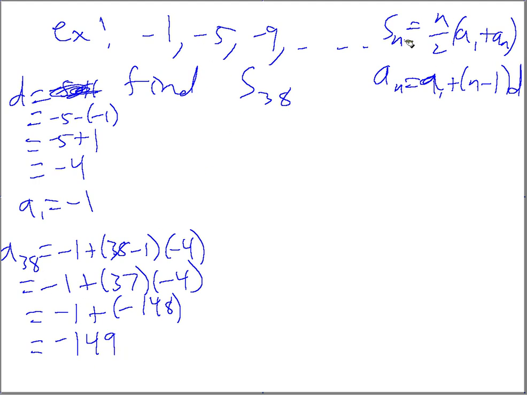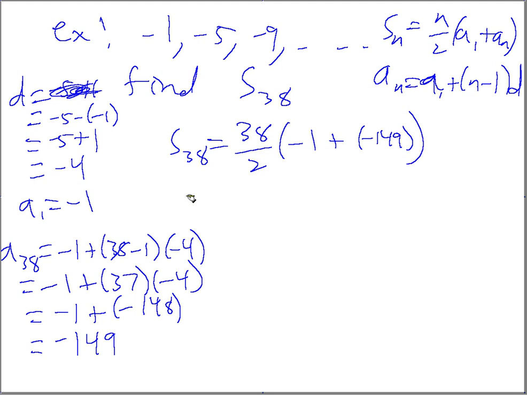So now we have enough information to plug it into the sum formula. So S38 will be equal to 38 over 2 times the first term, -1, plus the term we're adding up to, the 38th term, which is -149. All right, so that'll give me what? 38 over 2 is 19 times -150. Adding these two integers together, so we're going to get equal to 150 times 19 on the calculator.